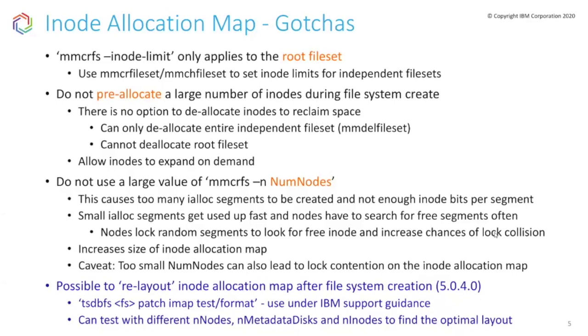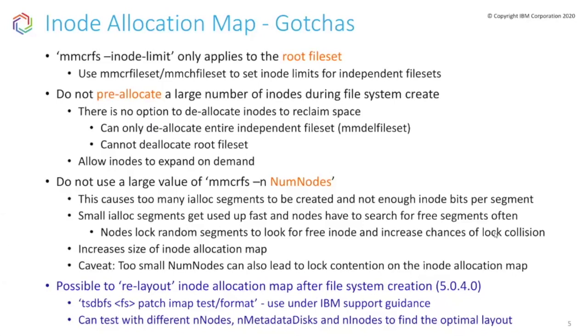Why is that a problem? Because if you have segments that have fewer inodes in them, they get used up very fast. And once they get used up, the node needs to lock another segment for it to start doing allocations again. And this locking process, as I'll explain in the coming slides, is prone to conflicts. So you don't want to have nodes try to lock segments more often. That is one way to have a performance degradation.